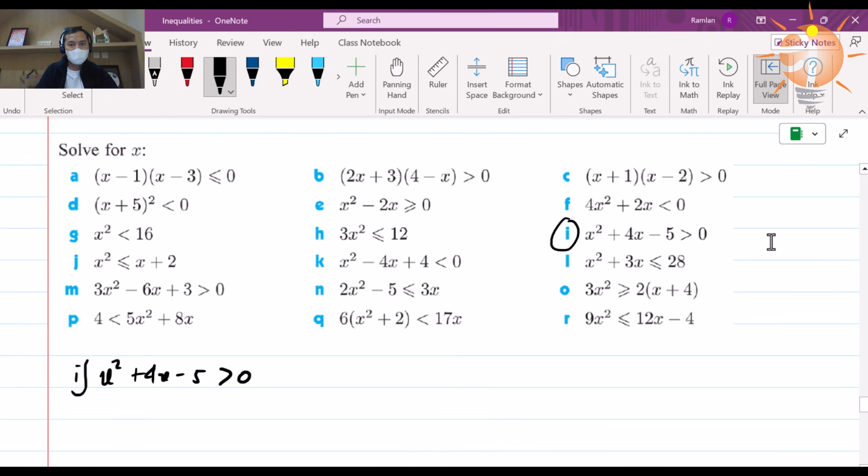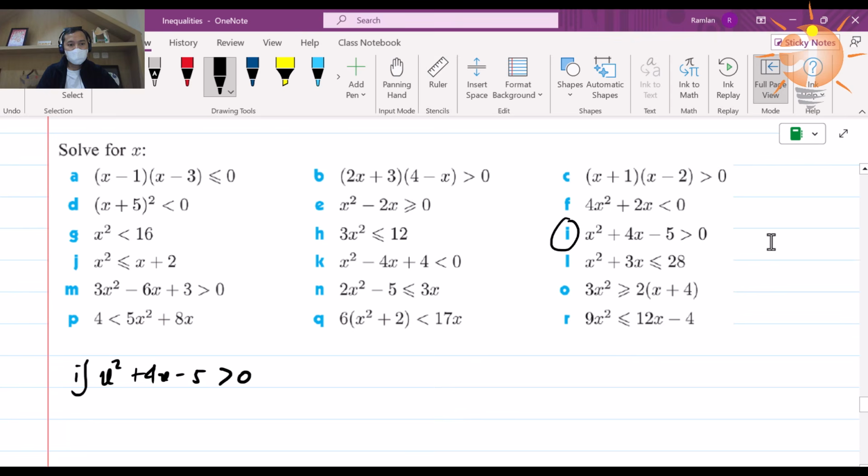I'm going to choose one question, which is this one over here, and you see that we have x squared plus 4x minus 5 is greater than 0. So here we have greater than 0. It means that we're looking for a positive number. The result over here should be a positive number because it should be greater than 0. Now we can do the same thing like before, right?